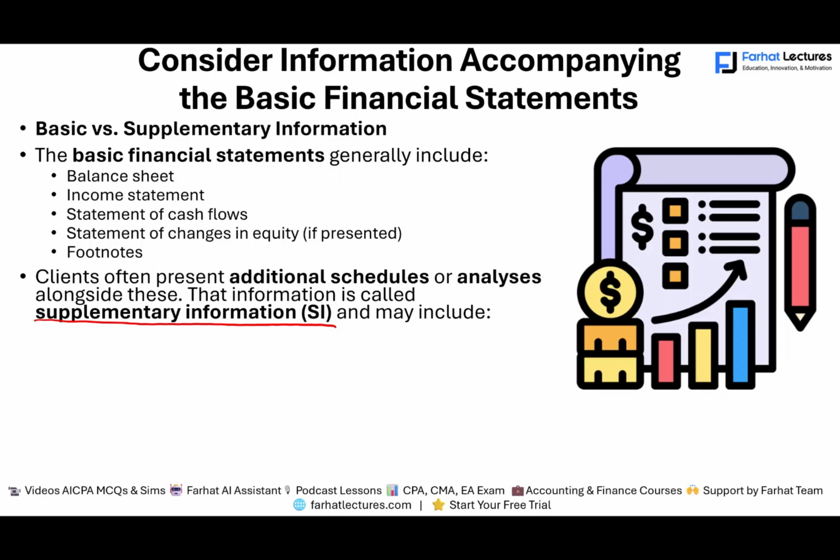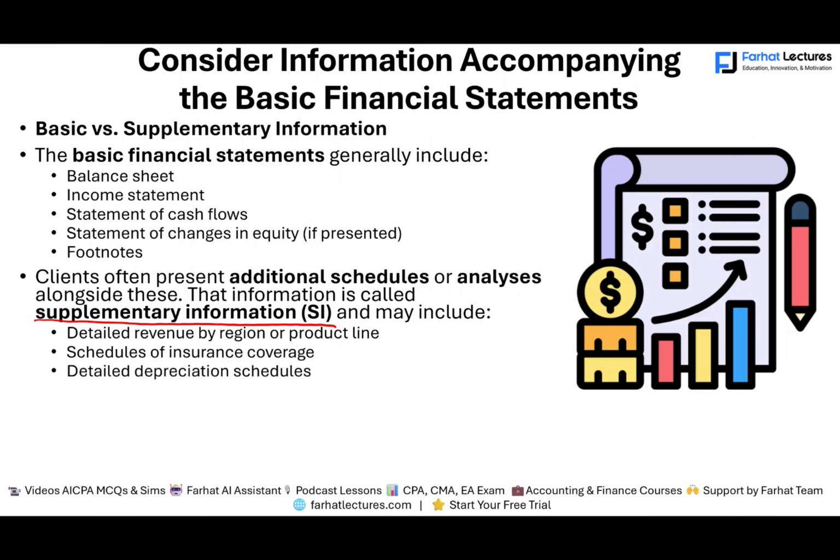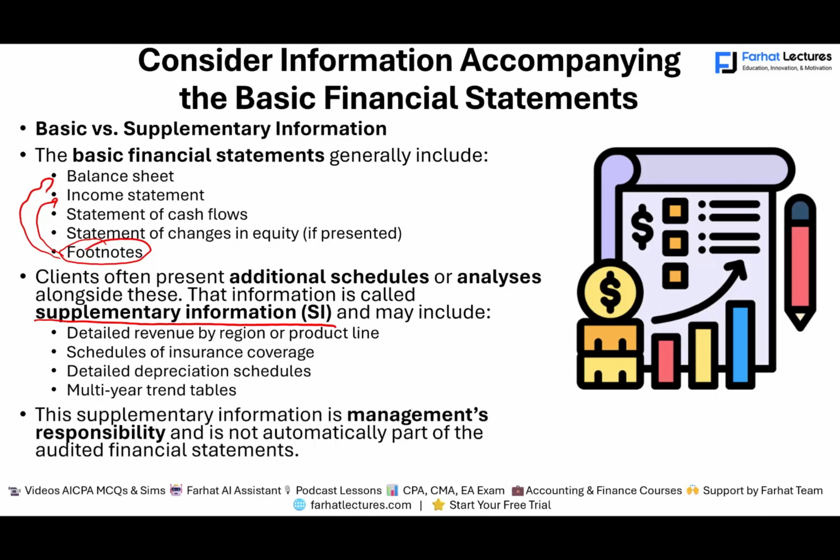What would it include? It might include a detailed revenue by region or product line. They don't have to do that, but they will provide it. Schedule of insurance coverage, a detailed depreciation schedule, multi-year trend tables. Now, would they talk about their depreciation in the footnotes? Yes. Does depreciation appear in the income statement? Yes. Does accumulated depreciation appear on the balance sheet? Yes. But they will provide an even more detailed depreciation schedule. This supplementary information is management's responsibility. Keep in mind, it's not automatically part of the audited financial statements.